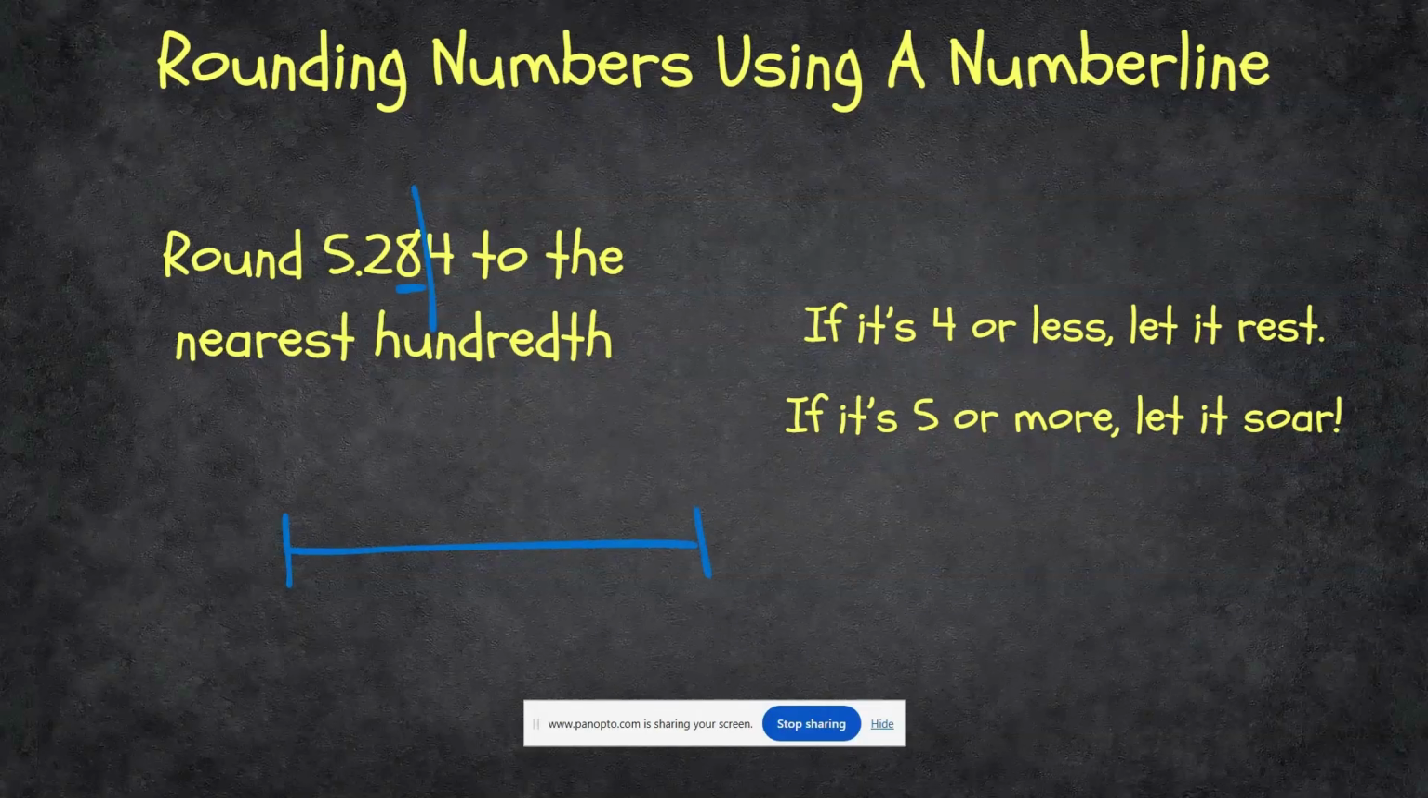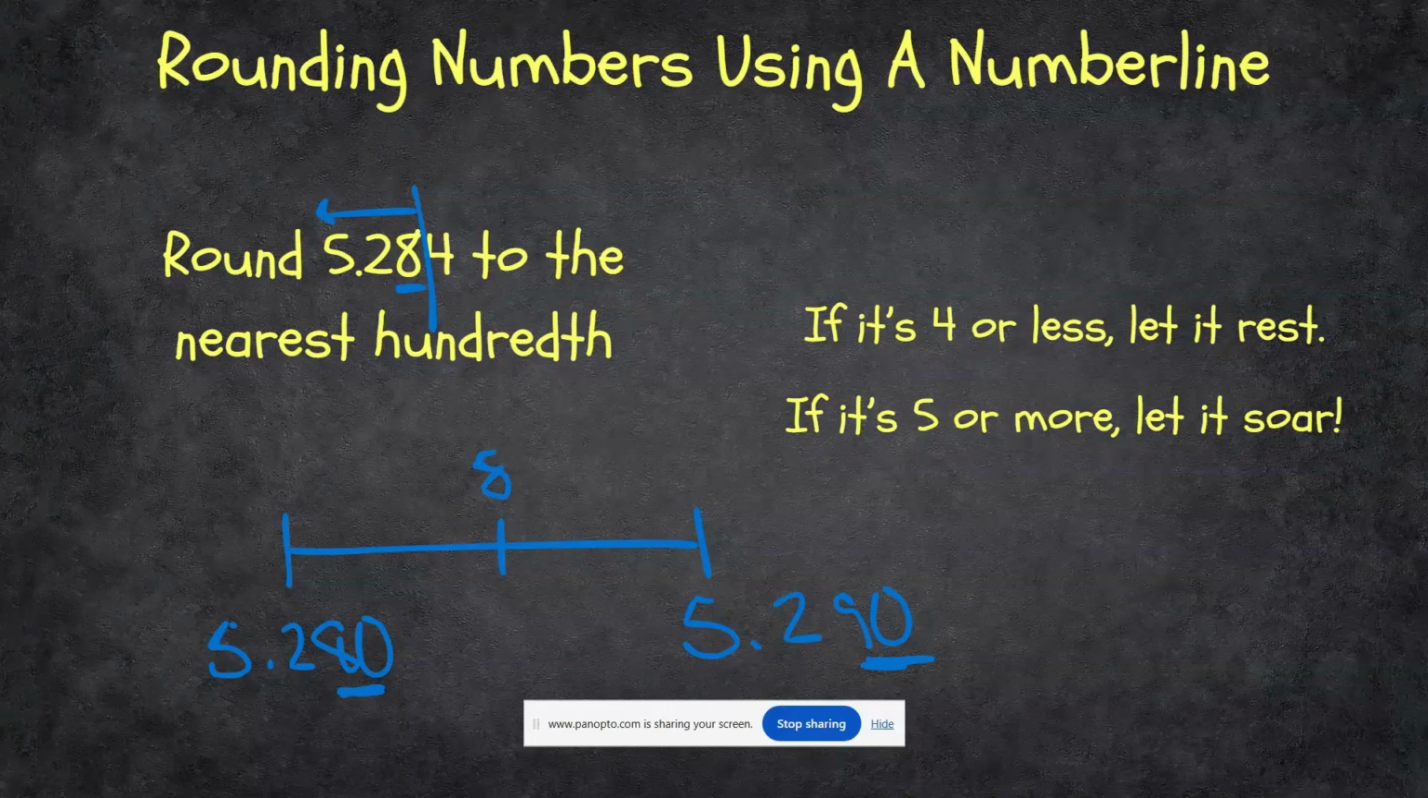My beginning point is everything to the left of that vertical line, 5.280. My ending point is just the next hundredth. So I'm just going one up. It's going to be 5.290. And then my midpoint is just what's in between. What's in between 80 and 90? Well, it's going to be 85. So it's going to be 5.285.